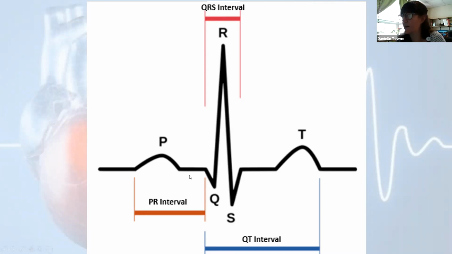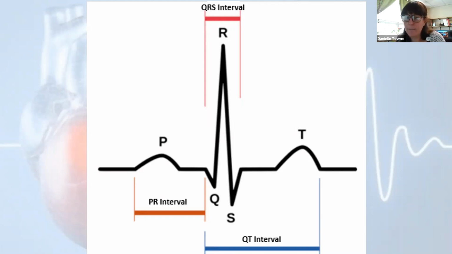So this PR interval here, the impulse is sent from the SA node, travels through the atria, causes them to depolarize, travels down to the AV node. And then here is when the AV node spreads that to the ventricles. All right, so this is that time that it's holding in the AV node. The QRS interval is the total time it takes for the electrical impulse to move through the ventricles and cause depolarization, so that contraction. It's measured from the beginning of the Q wave until the end of the S wave.